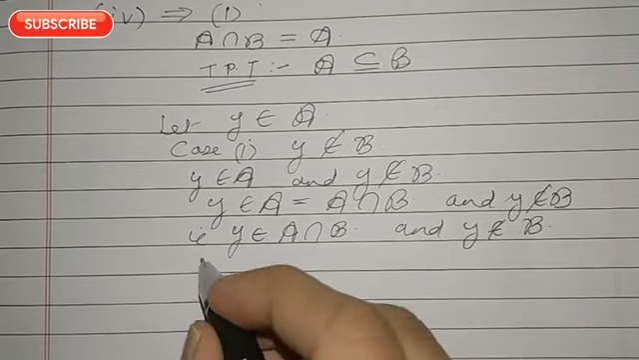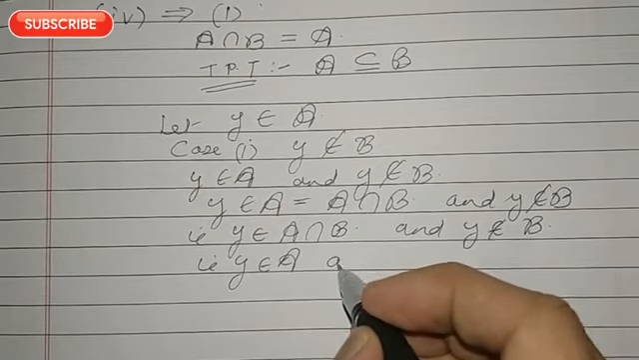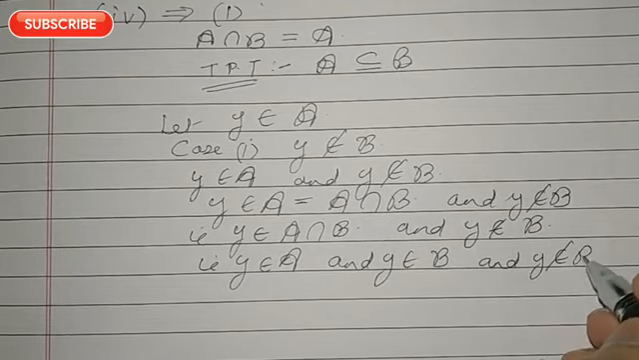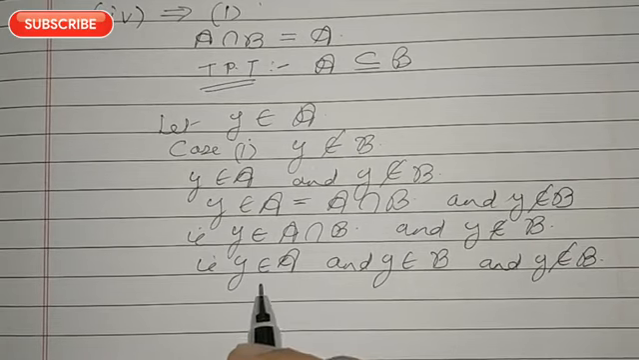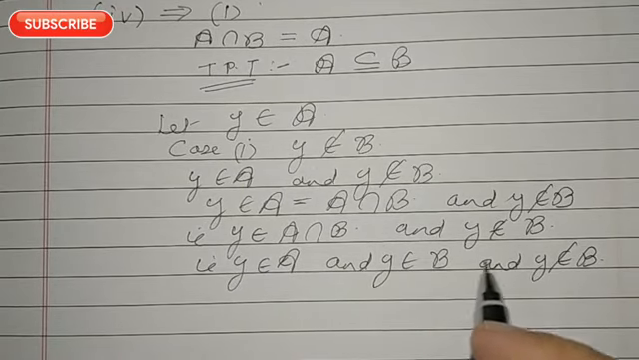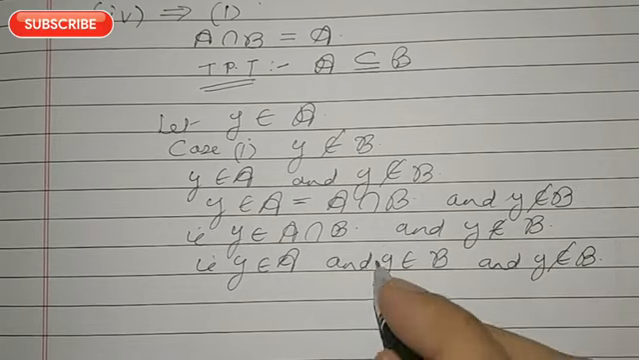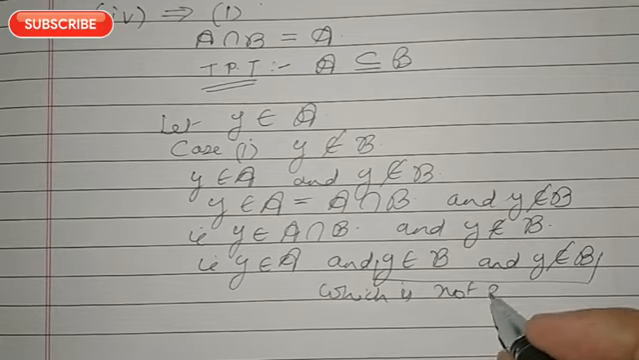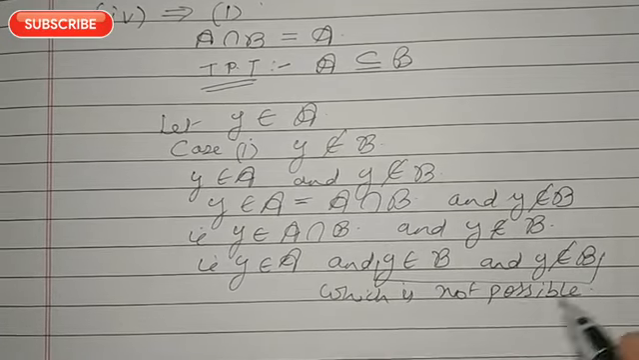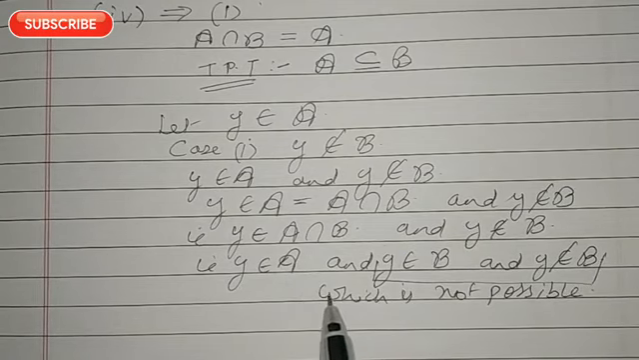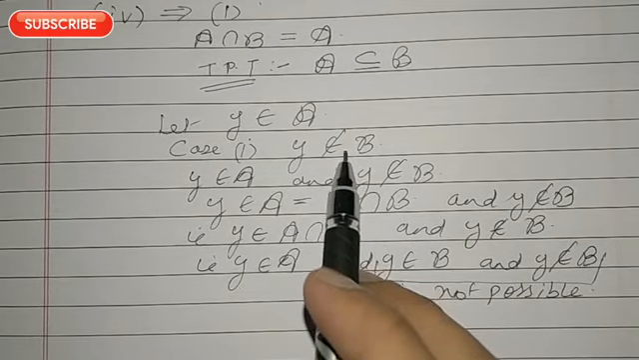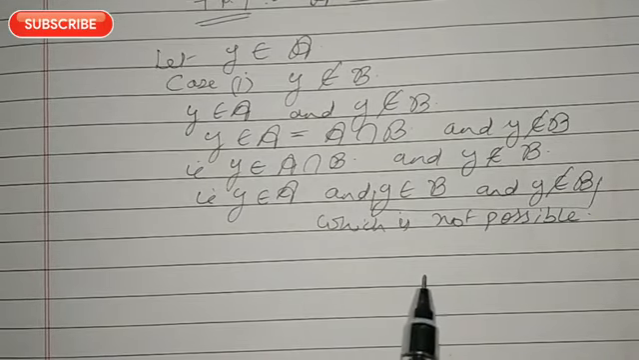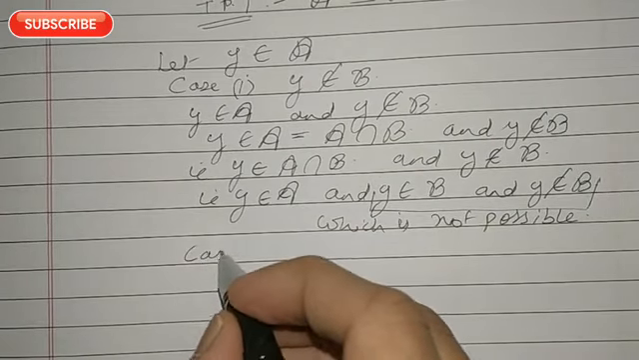So what we got is Y belongs to A, and Y belongs to B, and Y doesn't belong to B. Now this is not possible. So if we take Y doesn't belong to B, that is case 1, we are getting a statement which is not possible. So this case is discarded, case 1.